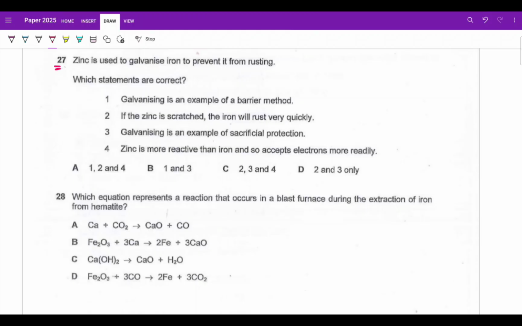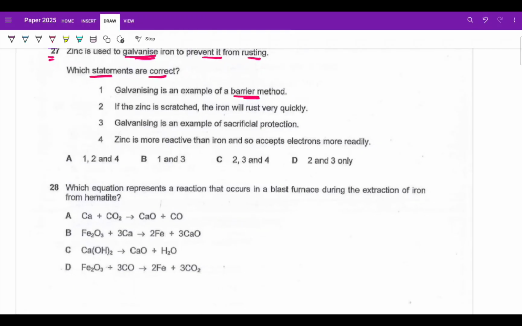Question 27. Zinc is used for galvanization of iron to prevent it from rusting. Which statements are correct? Galvanizing is an example of barrier method. In galvanizing, we coat a thin layer of zinc over iron. By the electroplating method, we coat a thin layer of zinc over iron. Therefore, we can say a barrier is formed between the iron metal and the environment. So this could be the correct option.